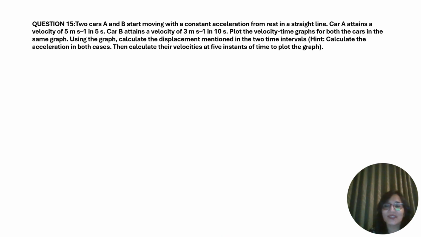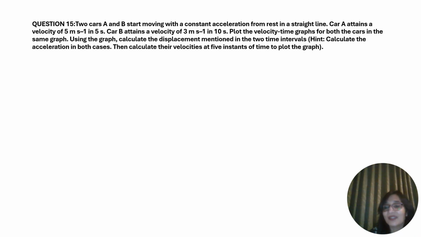Let's understand question number 15. Two cars A and B start moving with a constant acceleration from rest in a straight line. Car A attains a velocity of 5 meters per second in 5 seconds. Car B attains a velocity of 3 meters per second in 10 seconds. Now again here you need to plot a velocity time graph for both the cars in the same graph. Using the graph, calculate the displacement in 2 time intervals.